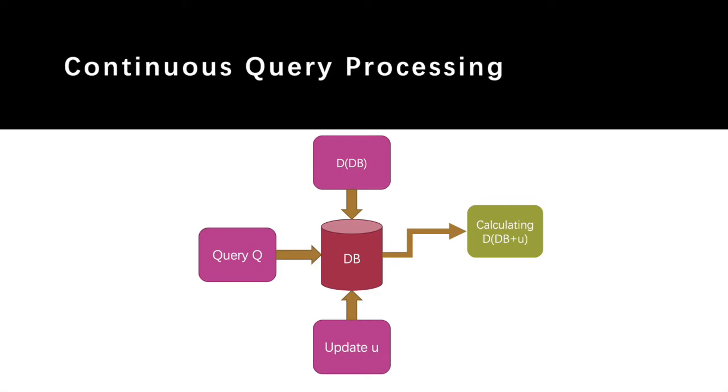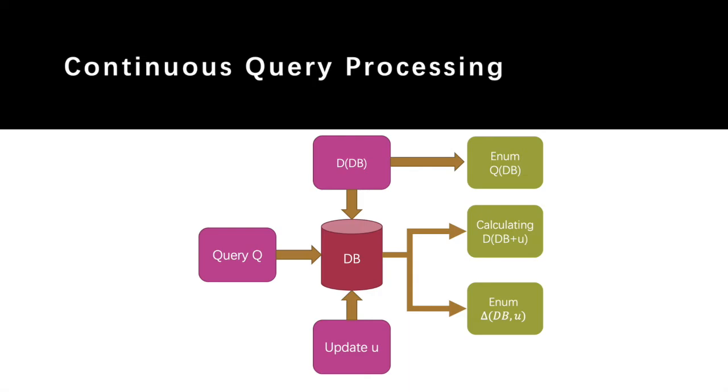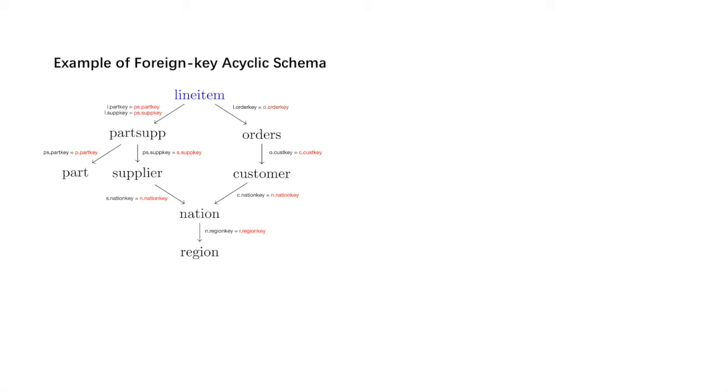Depending on the application, there are two output modes. The first one is delta enumeration, where the system will output all differences before and after the update. The second one is full enumeration, where the system will output the query result in constant delay. For a foreign key acyclic join query, the updates can be made to any relation in an arbitrary fashion.